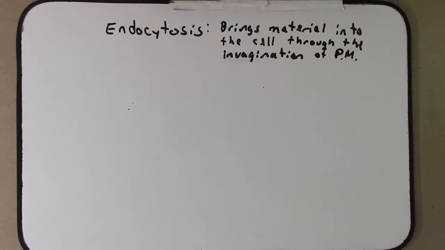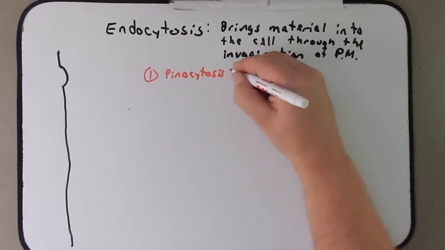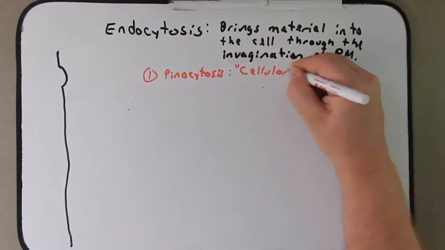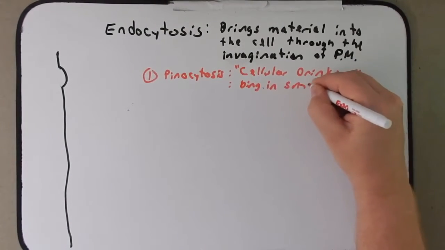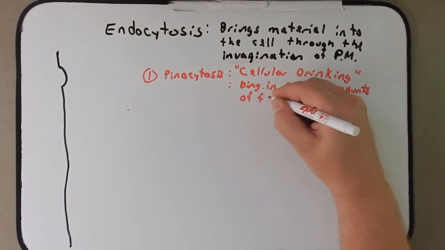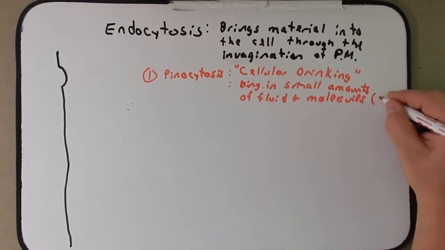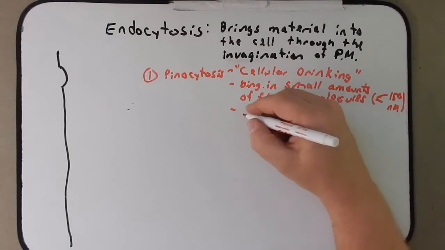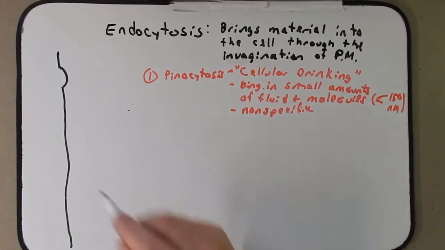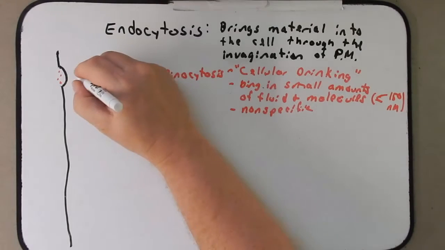We can think of endocytosis falling into one of three categories. The first is pinocytosis. We can think of this as cellular drinking. It'll bring in small amounts of fluid and molecules. The size of the molecule is going to be less than 150 nanometers. It is also nonspecific. It will bring in whatever happens to be here as the vesicle is pinched off.